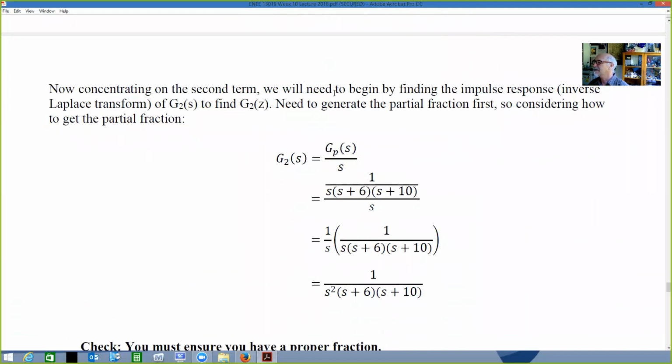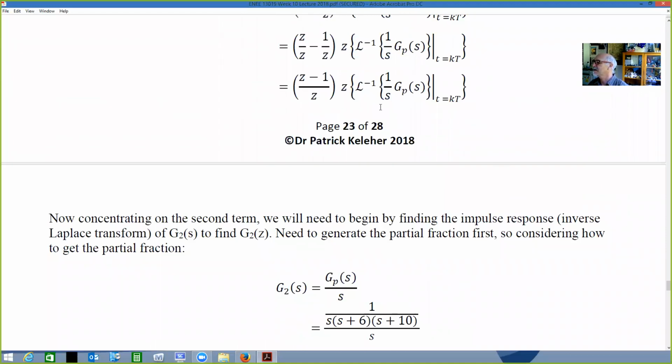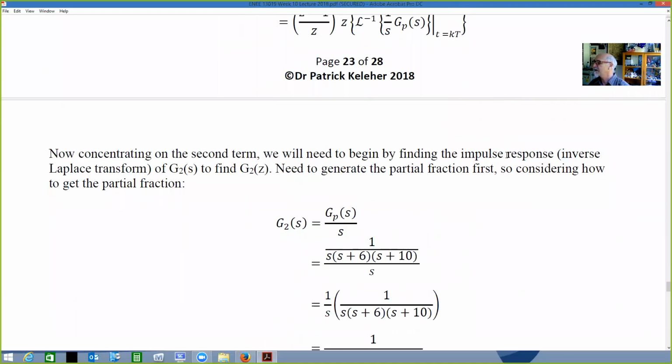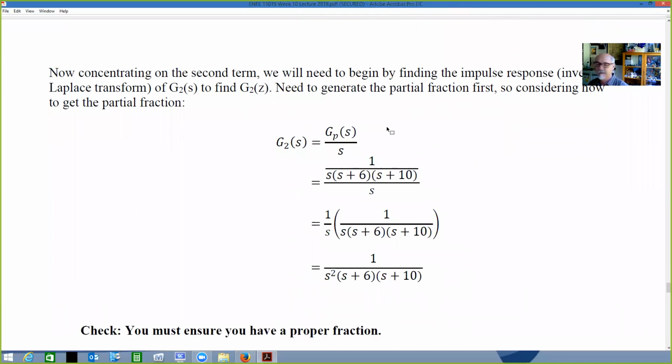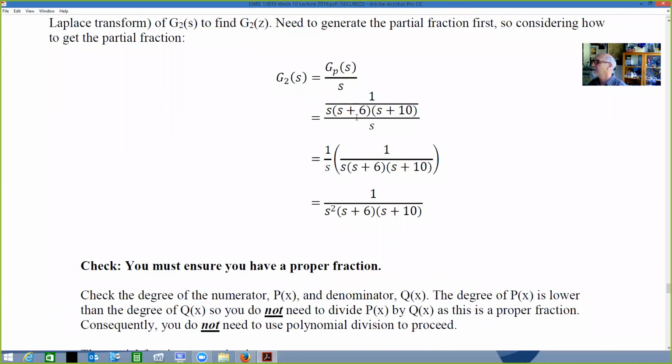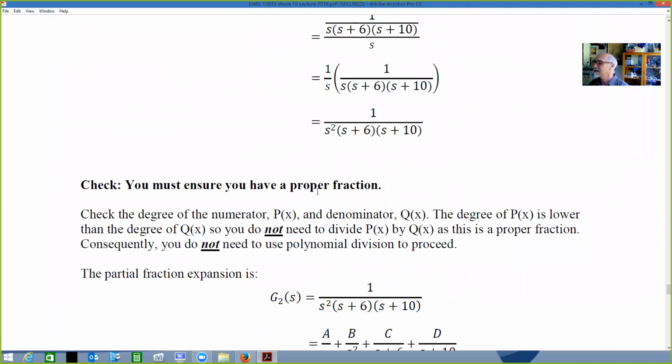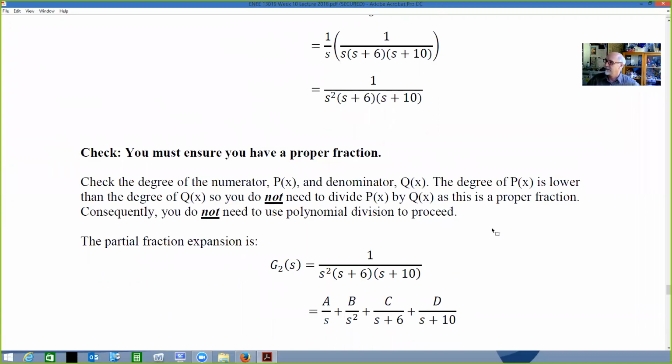Now, concentrating on the second term. Okay, we're going to concentrate on this term now. We need to generate that partial fraction. So to do that, we always check, we'll expand it out, then as always, check it is a proper fraction. It's a proper fraction if the degree of the numerator is lower than the degree of the denominator. We can see here that the highest power is s to the 0, and the highest power here is going to be s to the 4th. So that's no problem, we don't have to do anything fancy to divide through.